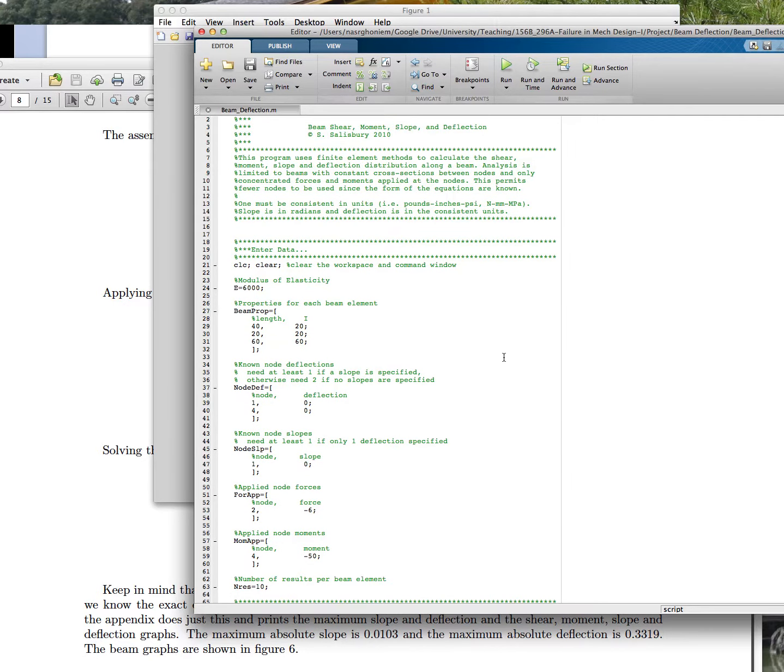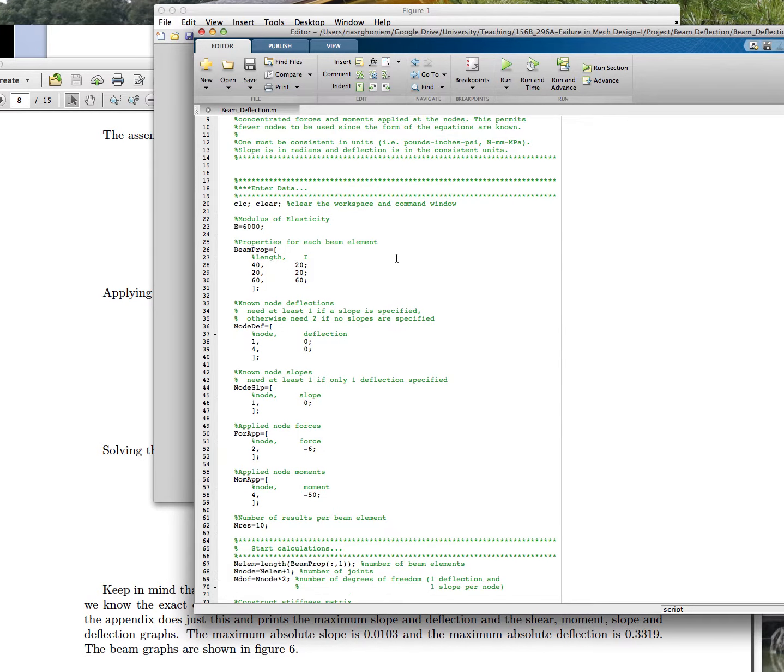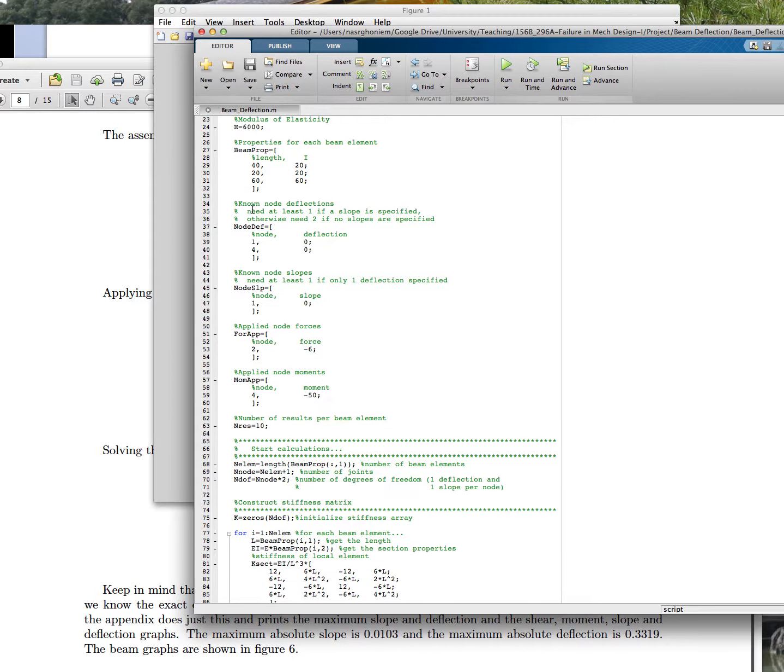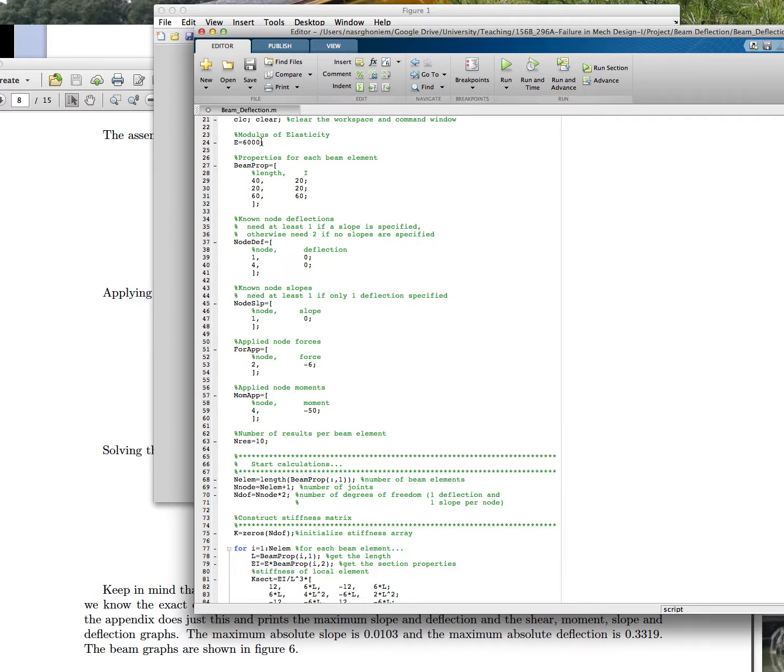So if you look at this MATLAB code, which is very nicely done by Professor Salisbury, then you see that the beam properties are here. We have the elastic modulus, beam properties. We have for each element a length, L1 for element 1, and I1, which is the moment of area for beam element 1, and so on. So for 2 and 3, you have 3 elements.